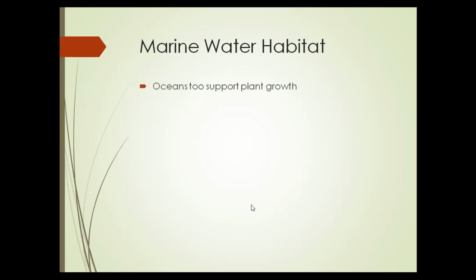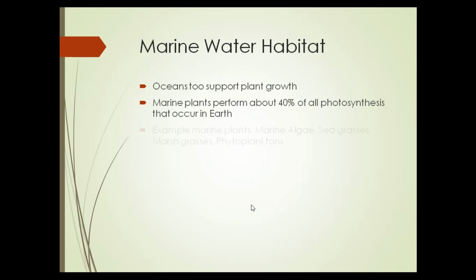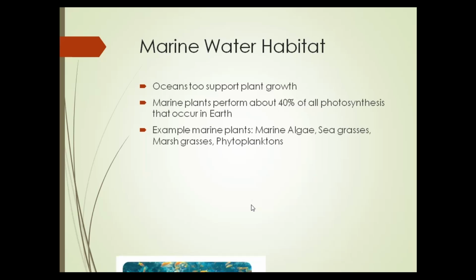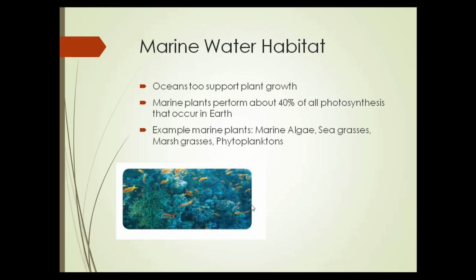Oceans also support plant growth. Marine plants perform about 40% of all photosynthesis that occurs on Earth. Example marine plants include marine algae, sea grasses, marsh grasses, phytoplanktons. So let us look at some pictures. Note that more than 70% of the earth is covered by oceans.